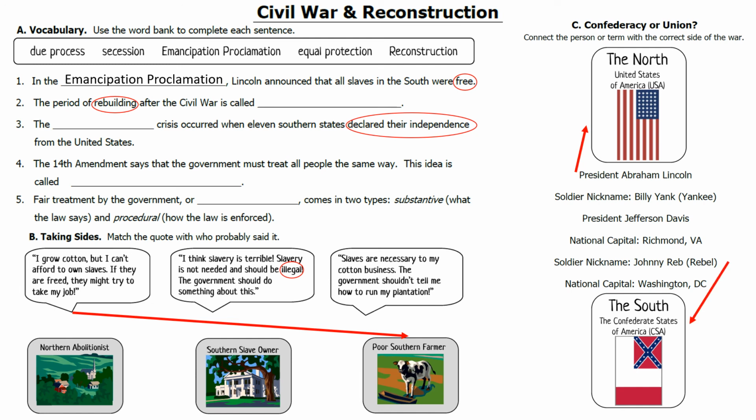So another easy one is Johnny Reb. You think about a rebellion, somebody who's leaving a country. Well, the Confederate States were the army that was rebelling against the United States.